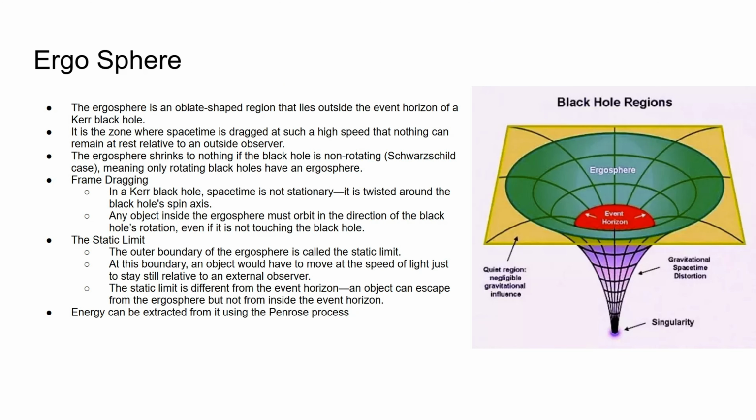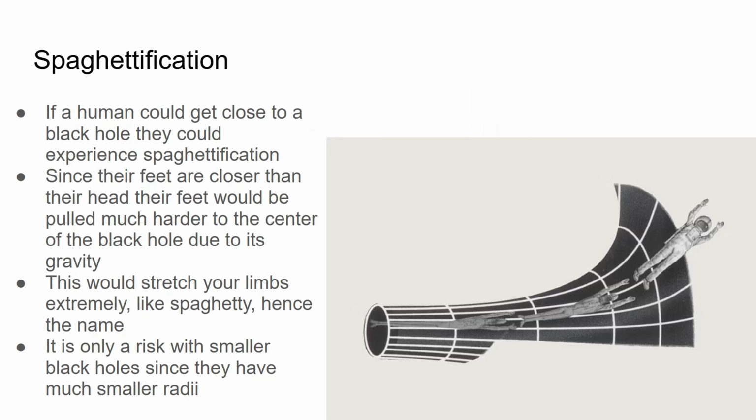And then there's this thing called the static limit, which is essentially the outer boundary of the ergosphere, where any object that moves at the speed of light just stays still relative to an external observer, because it is moving at exactly the same rate against the ergosphere's rotation. And then, as I mentioned earlier, you can extract energy using the Penrose process.